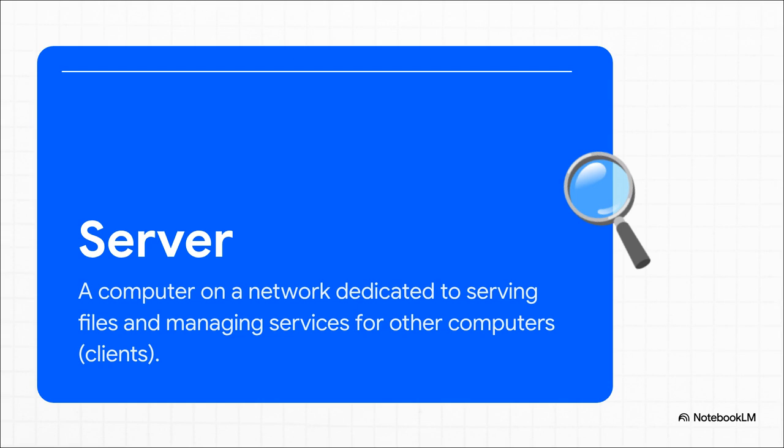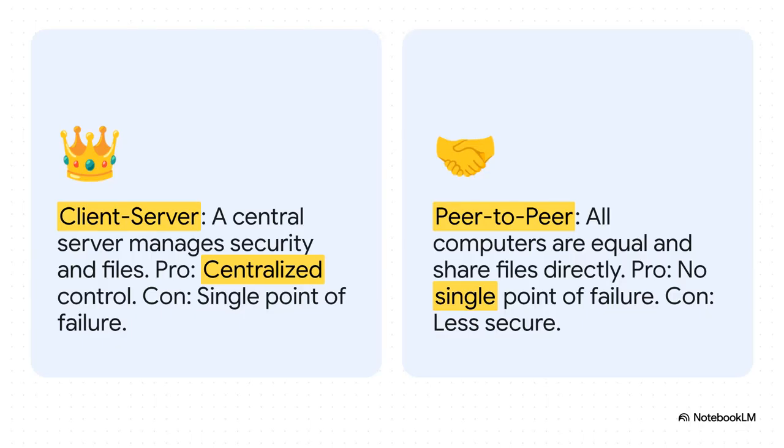And those other computers, like the one you're using right now, are called clients. So, grabbing a web page is the classic example of the client-server model. It's centralized, it's organized, your client asks, the server provides. The other main model is peer-to-peer, or P2P. In that model, there is no central server. All the computers are equal, or peers, and they share files directly with each other. It's great because there's no single point of failure, but it can also be less secure.